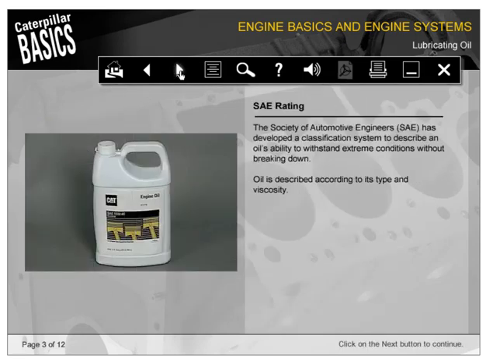The Society of Automotive Engineers, SAE, has developed a classification system to describe an oil's ability to withstand extreme conditions without breaking down. Oil is described according to its type and viscosity.